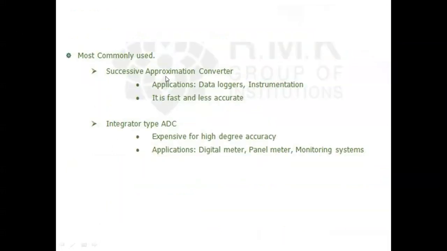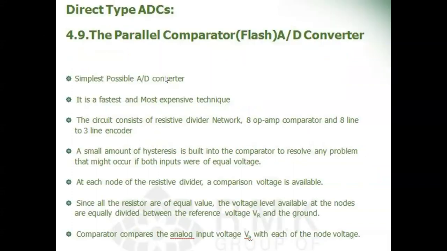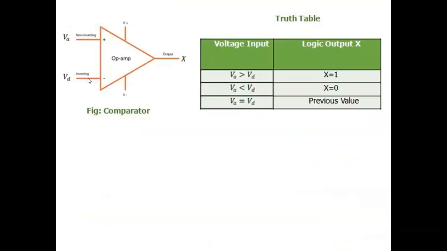Like I said, the successive approximation and integration type ADCs are the most commonly used A to D converters. The simplest direct type ADC is the parallel type comparator or flash type ADC. Flash ADC is the simplest and fastest, but an expensive technique. This circuit consists of a resistive divider network, eight op-amp comparators and one priority encoder of type 8 to 3.